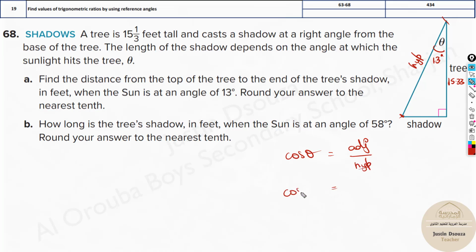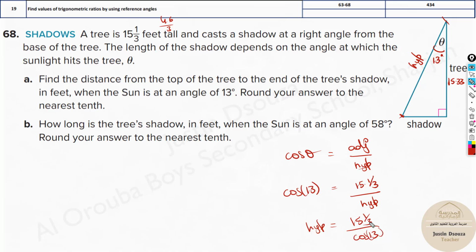Now I know theta is 13. Adjacent is known, that is 15 1/3. Or you can write it as an improper fraction, that's 15 times 3 plus 1, that will be 46 by 3. This is also fine. And divided by the hypotenuse, which is unknown. This is what we need to solve, right? We will take it to the other side. So the hypotenuse will be equal to 15 1/3 divided by cos 13.